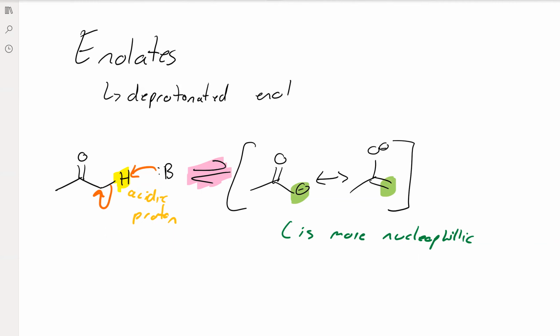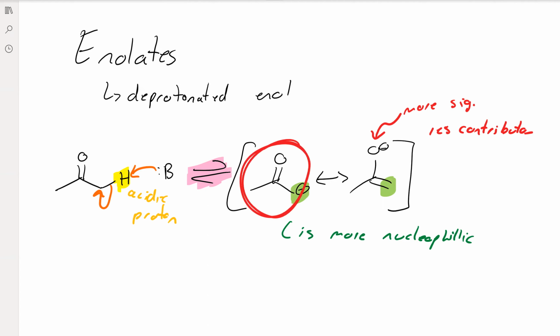In terms of which resonance structure is more significant, it'd be the one on the right, because we have the negative charge on the oxygen. So it's a little bit confusing, right? We're going to have the negative charge on the oxygen, but the green carbon is what's going to act as the nucleophile. If you really want to draw it this way, it does make it a little bit more obvious that this is what's acting as the nucleophile.